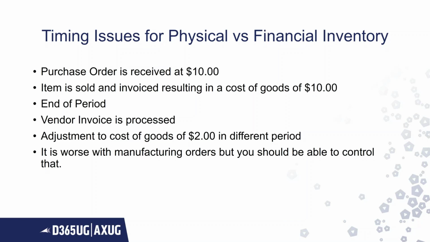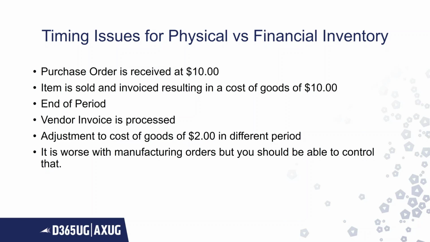So I got a little ahead of myself, but let's go back and drop down through this just to reinforce what we talked about. Purchase order received at $10. Item is sold in the invoice, the resulting cost of goods sold at $10 in the period. Then the vendor invoice is processed. Adjust the cost of goods sold by $2 in a different period. So you get where this is exactly the example we were talking about.